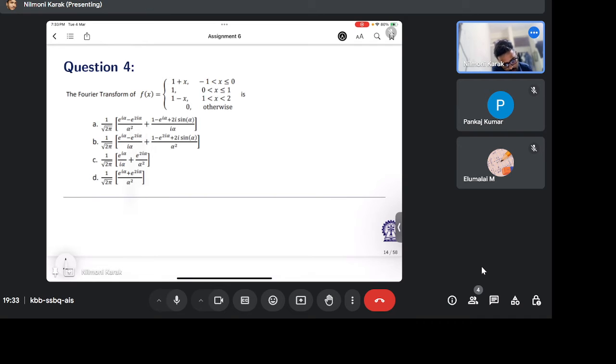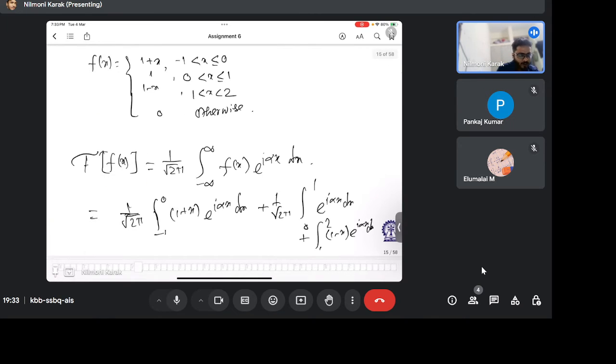So A and B are different. B is correct because (e to the power i alpha minus e to the power 2i alpha) divided by i alpha, and 1 by alpha square times this. Is it clear?